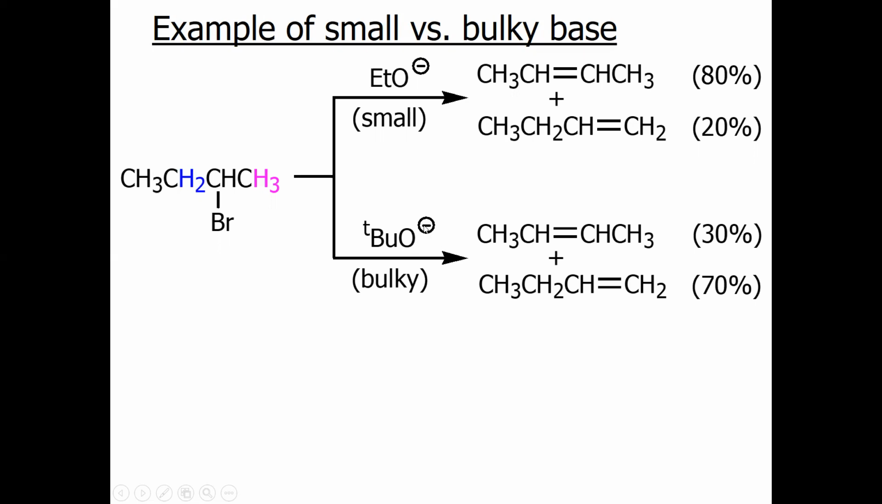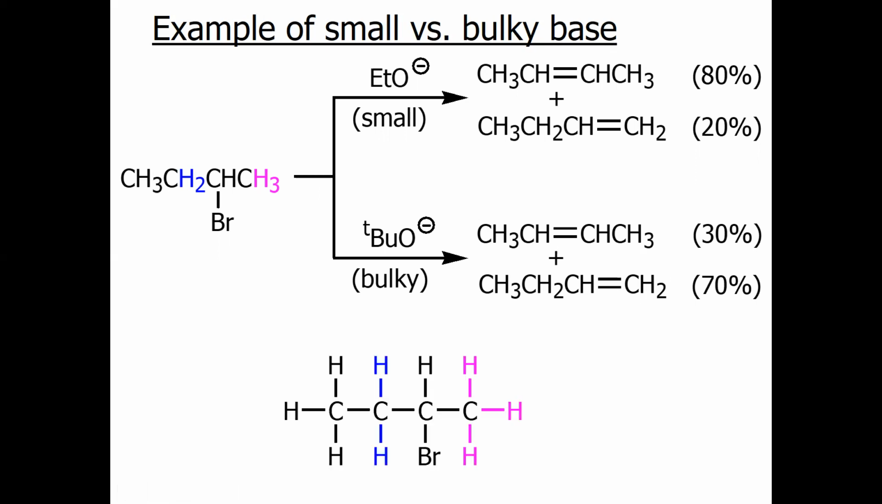it is difficult for a bulky base to deprotonate inside the carbon chain. So easily this bulky base will remove this proton, and this is the major product. You can see the removal of this proton will give you 1-butene. By using a bulky base, you will have more of 1-butene, and the more substituted alkene using this bulky base is in a smaller percentage. So this is how a base can change the outcome of the reaction.